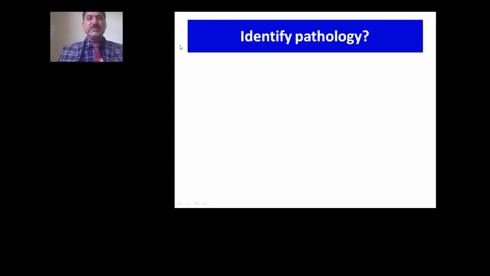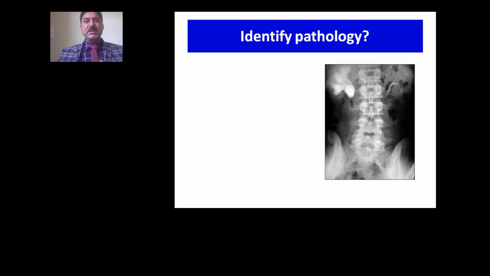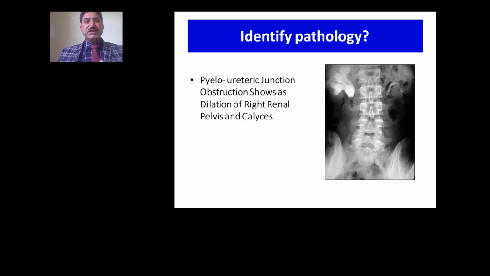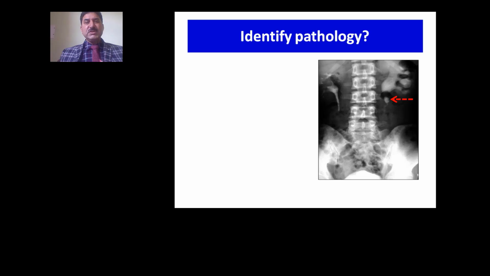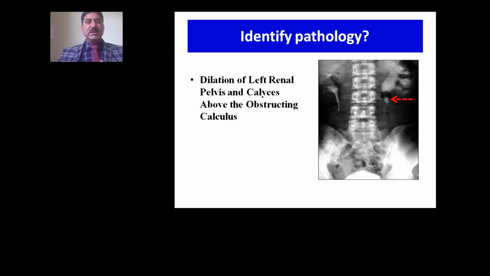Now let us try to identify these pathologies or congenital anatomies, how they look on KUB or on IVP. Identify the pathology in this X-ray. It's a KUB showing pyeloureteric junction obstruction as dilatation of the right renal pelvis and calyces. Identify the pathology. Again, a pyelogram showing dilatation of left renal pelvis and calyces because of the obstructing calculus.